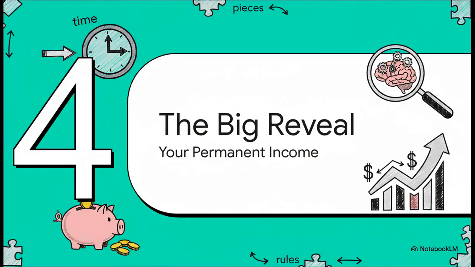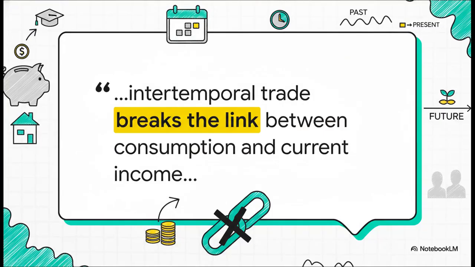Okay, so we've got the rules and we've got a strategy. So what's the big payoff here? What's the single most game-changing insight we get from putting all of these pieces together? This quote, right here from the source material. This is it. This is the big punchline. The ability to save and borrow, to trade across time, completely shatters the link between our spending today and our income today. It frees us from the tyranny of the paycheck cycle.